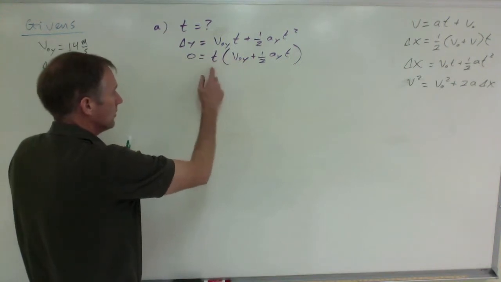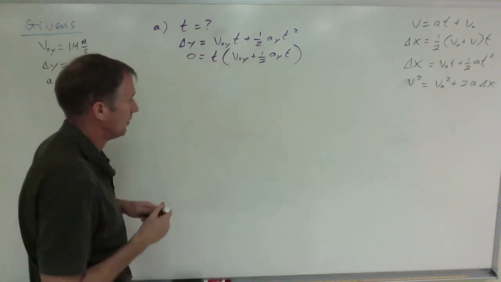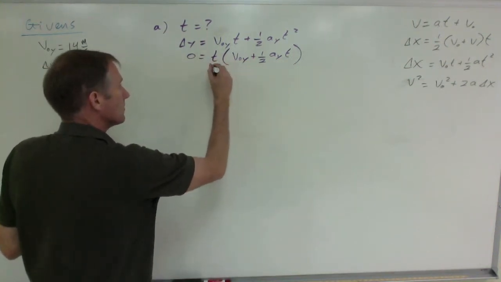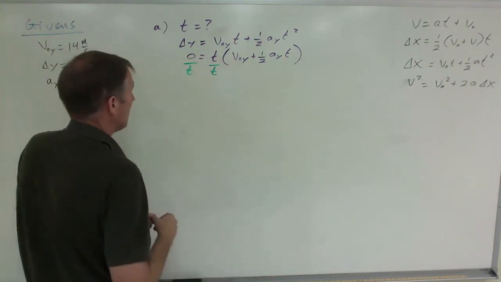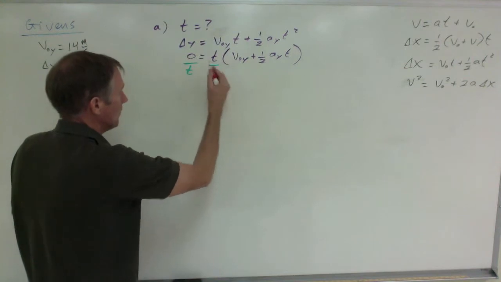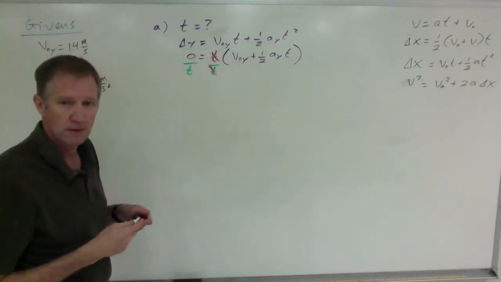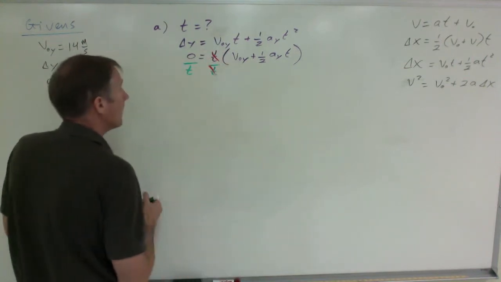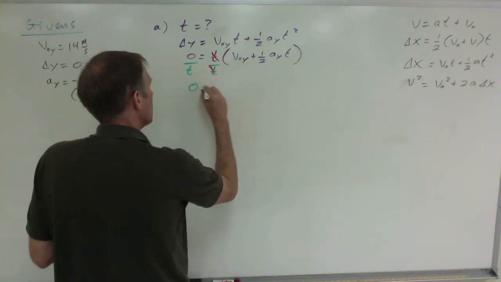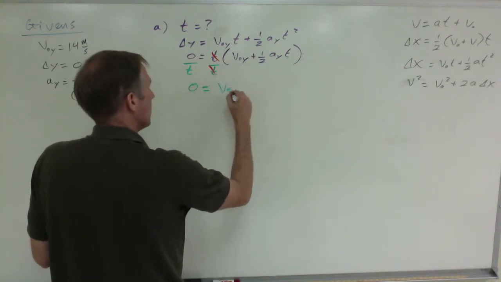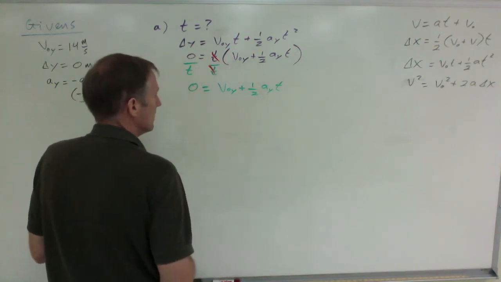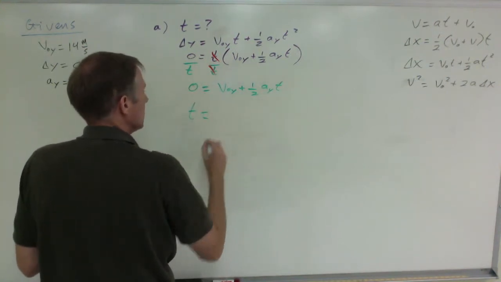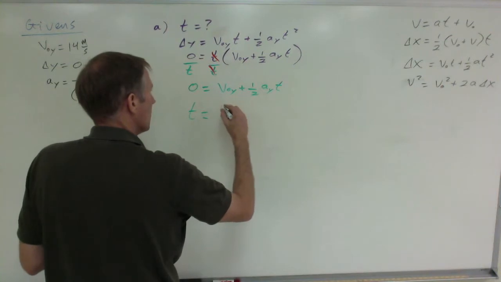So you can solve it like that, solving it for roots. One of the roots is t equal to 0, and then put that other factor equal to 0, and you find the other root. Or you can just divide through by t. This is the way I prefer to do it. 0 divided by anything is 0. The t's cancel out to 1. So we end up with 0 equals v sub 0y plus 1/2 a_y t.